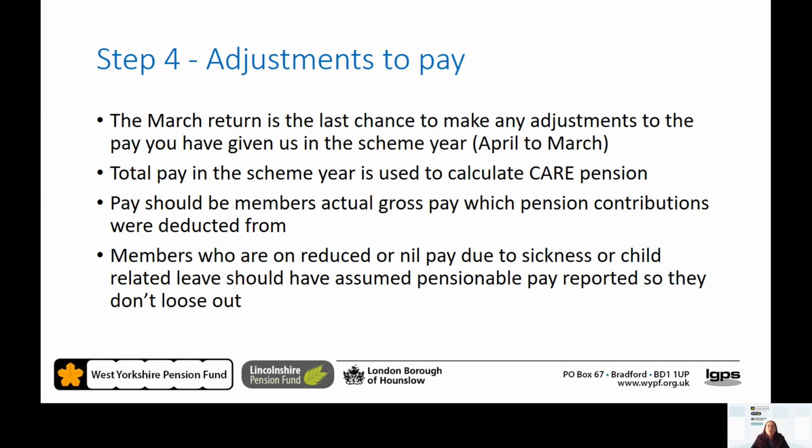Step 4 is to make any adjustments to pay. So the March return is the last chance to make any adjustments to the pay you've given us in the scheme year. And the scheme year runs from April to March. We need to use the total pay that you've included on the monthly return to calculate somebody's CARE pension benefits. So the pay that you should be reporting should be the member's actual gross pay, which pension contributions were deducted from. Members who are on reduced or nil pay due to sickness or child-related leave should have assumed pensionable pay reported on the return so they don't lose out.